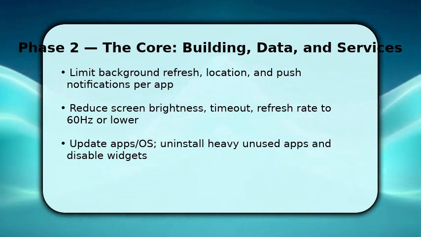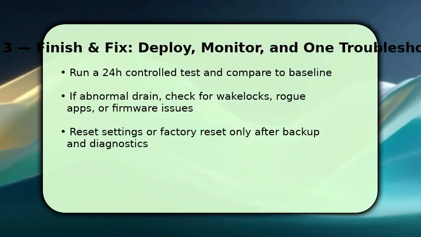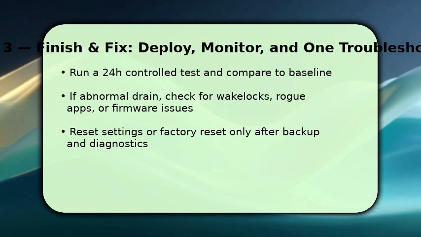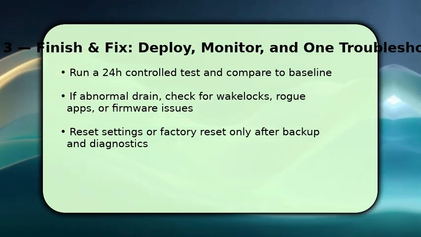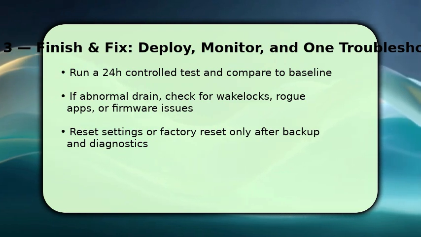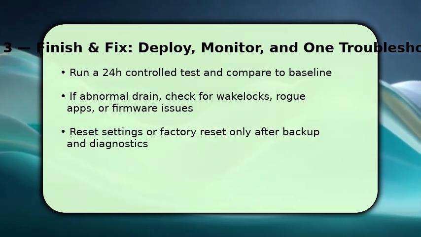You finish by running a controlled 24-hour test with normal use and compare results to your baseline. This validates the improvements and highlights regressions. If you see abnormal drain, inspect wakelock logs, force stop or uninstall recent apps and check for firmware updates. These often resolve stealthy wake-ups.